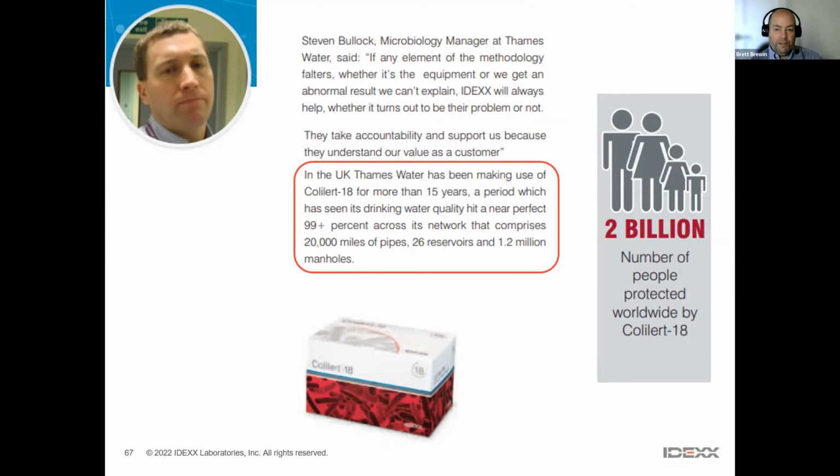Back when they started using Colilert, they had a reputation for being one of the poorest laboratories with the highest number of failures. But over those 15 years using Colilert 18, they're now at the top of the league table for water quality at the customer tap.